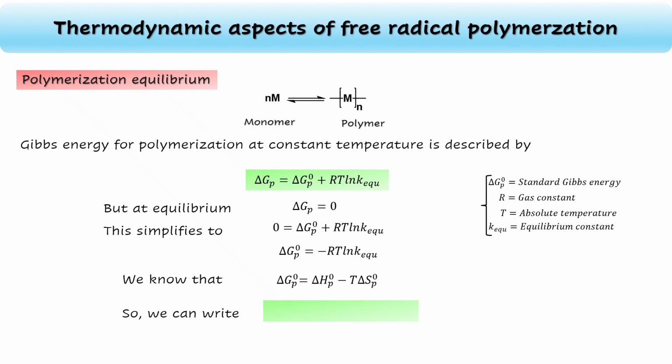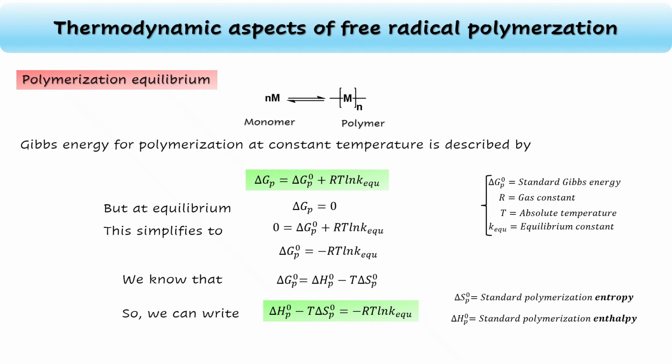But we can go further since ΔGp° is also defined as ΔGp° = ΔHp° - TΔSp°, where ΔHp° is the enthalpy change, T is the absolute temperature, and ΔSp° is the entropy change during polymerization. We can substitute and get ΔHp° - TΔSp° = -RT log K equilibrium. This final expression links enthalpy and entropy changes to the equilibrium constant.